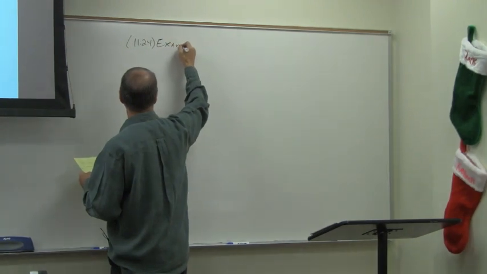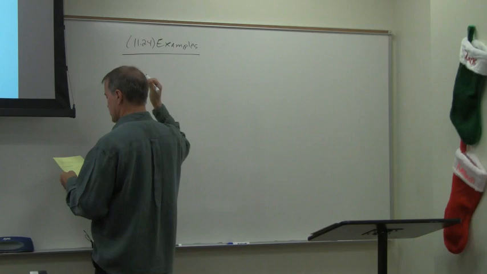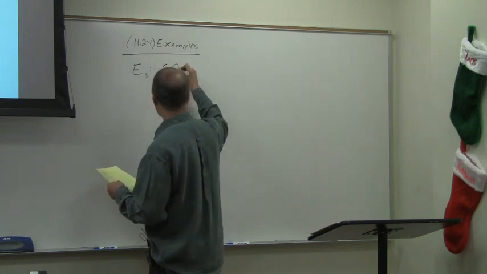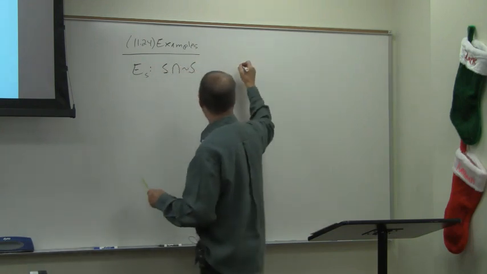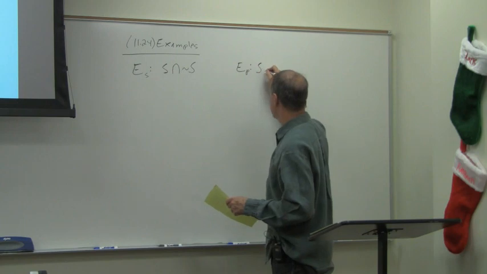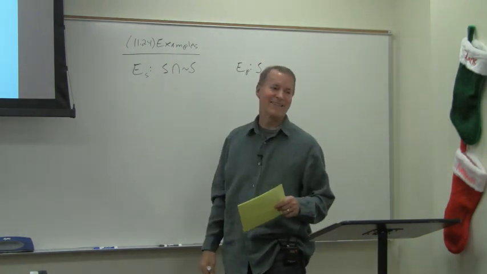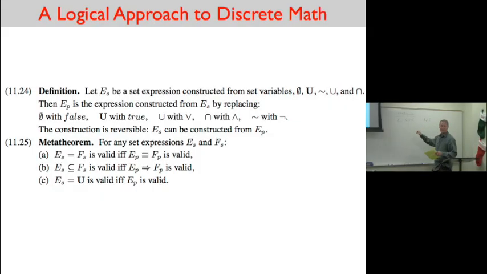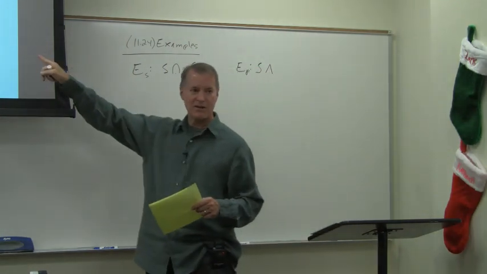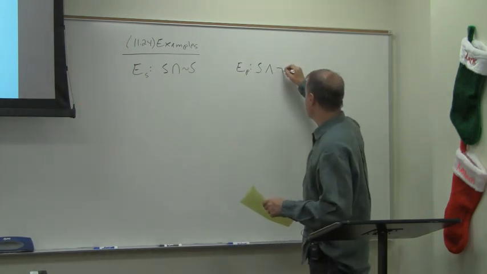11.24 examples. Okay, suppose this is our E sub s. So the E sub s is this: S intersection the complement of S. All right, so Mason, what is E sub p? S and... What does it say to replace here? This is intersection, right? It says replace intersection with what? With and. So S and. Now this is the complement. It says replace the complement with not. So this is not and this is S.